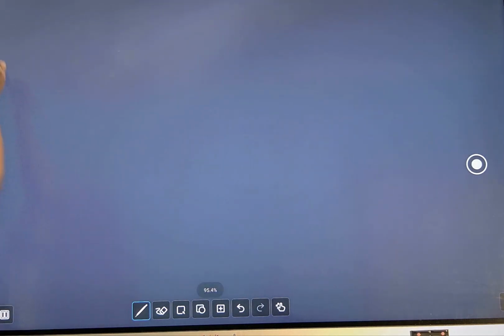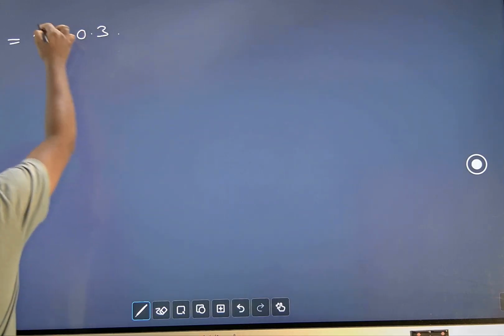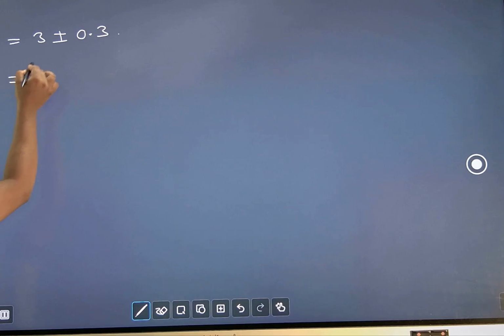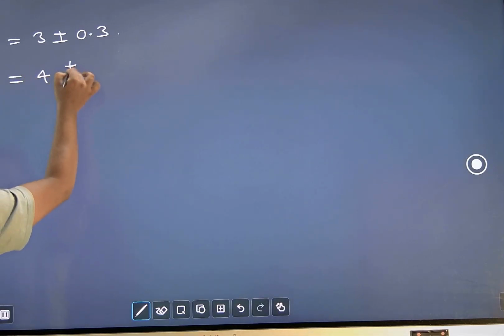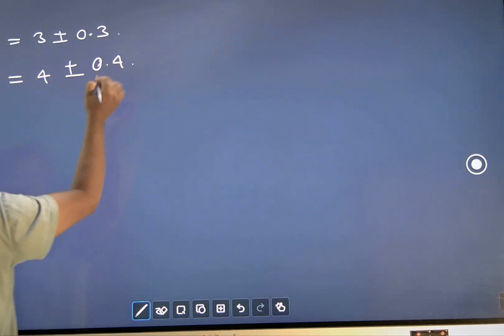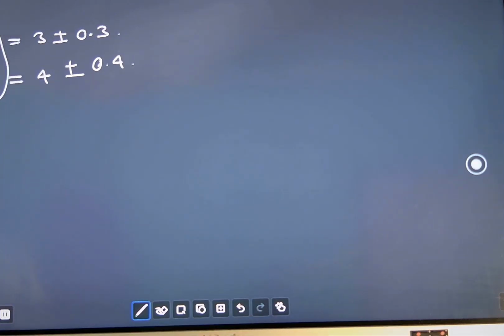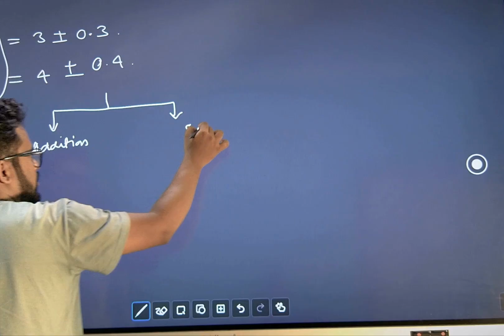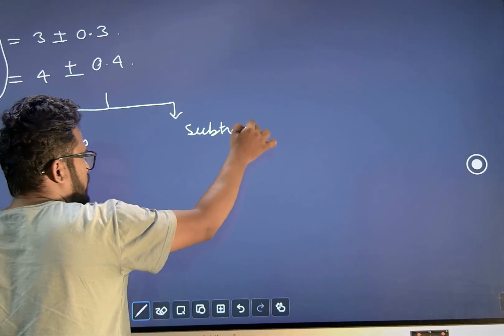Now we have seen that if quantity A is given, it is written as 3 plus minus 0.3, meaning 3 is the value of the quantity and 0.3 is the absolute error in that quantity. Similarly, let's say B is 4 plus or minus 0.4. Now we are going to see addition and subtraction. How to do addition and subtraction with errors?